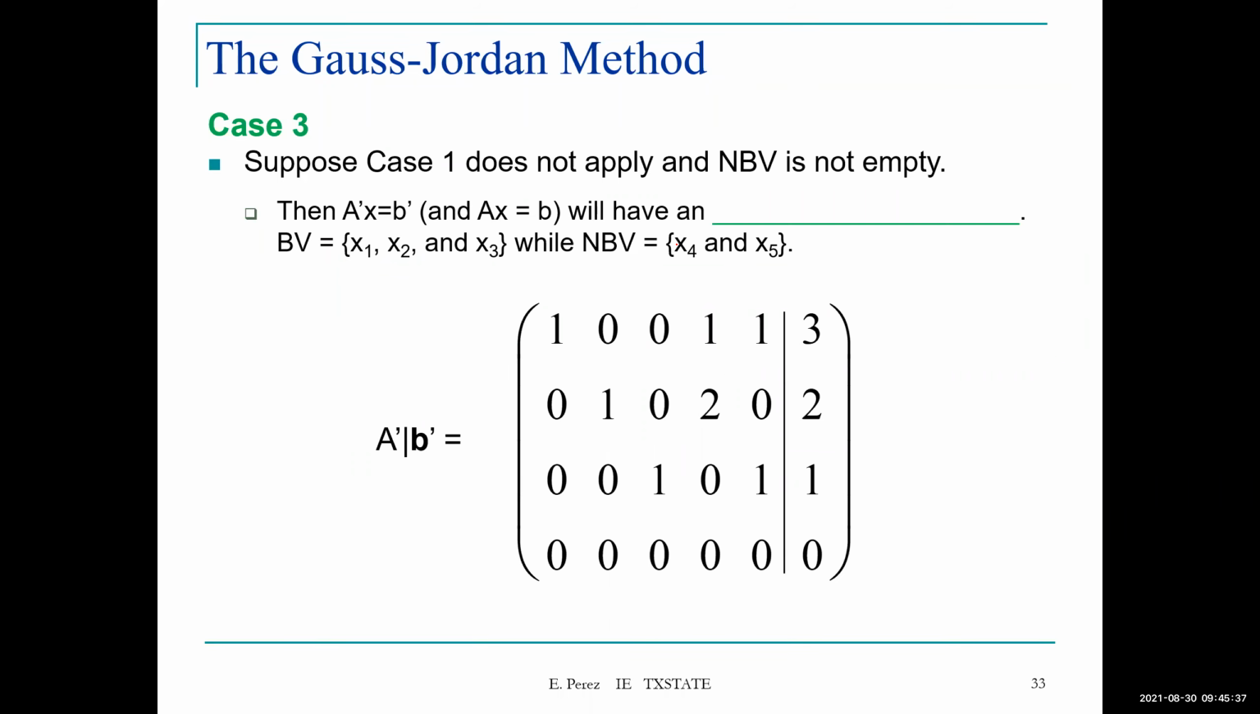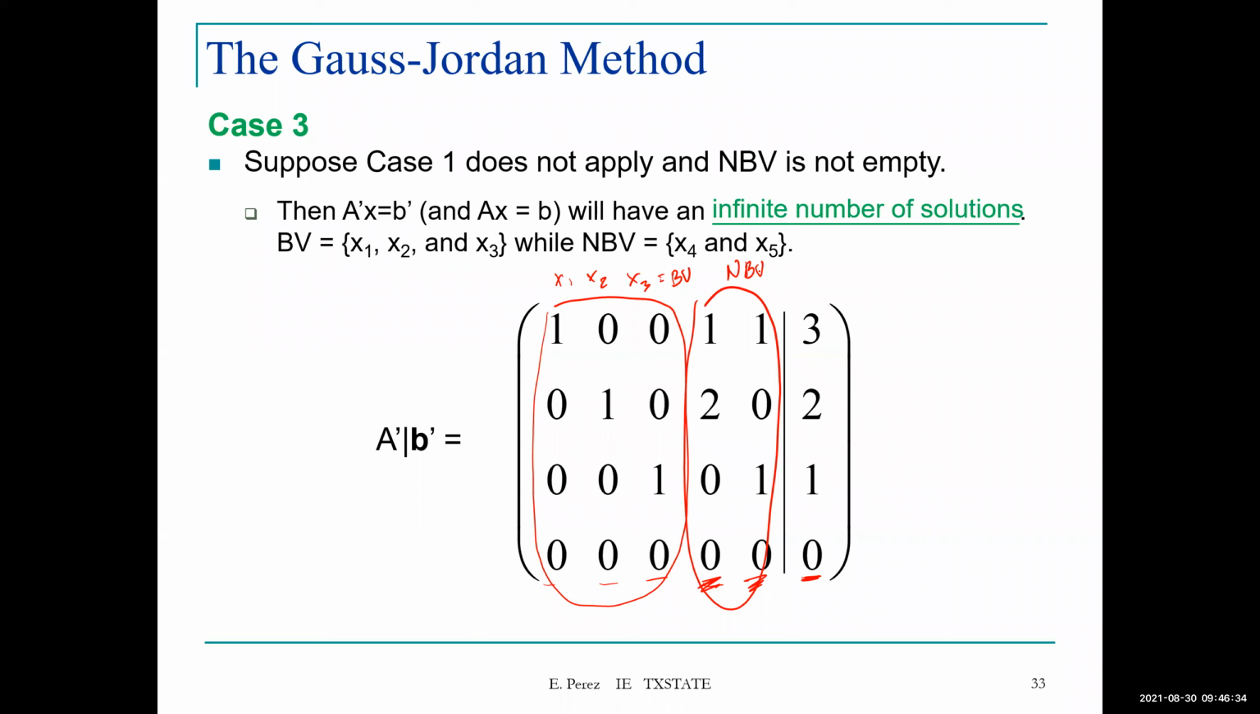So we look at each column now, and we have 1 zeros, 1 zeros, 1 zeros. The last two columns are not in the same format. So we identify that AX equals B will have an infinite number of solutions, because we have two sets now. We can identify the set of basic variables and the set of non-basic variables. So x1, x2, and x3 are the basic variables, and this group right here are the non-basic variables.